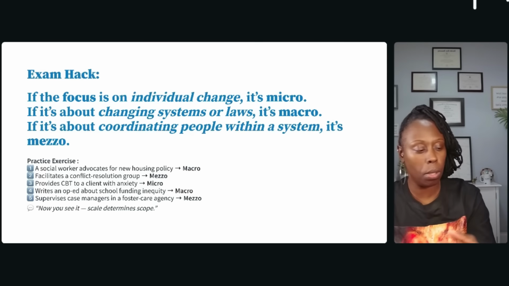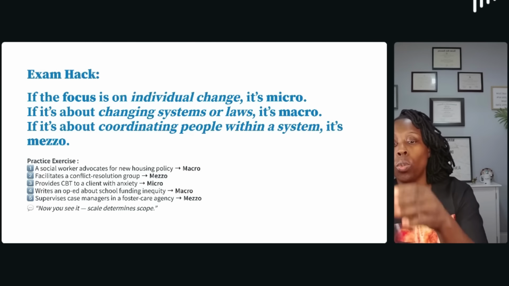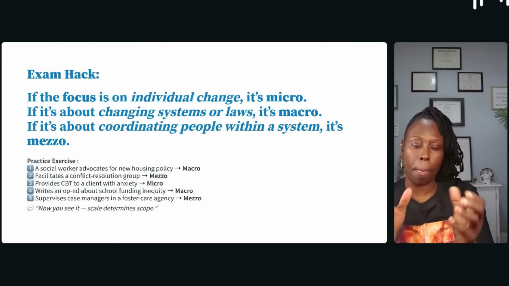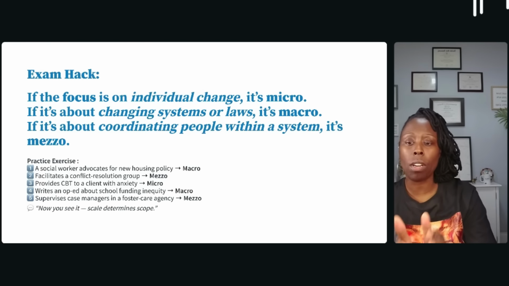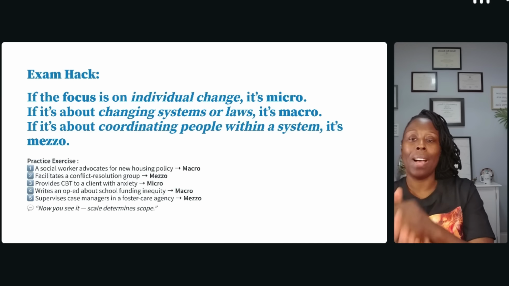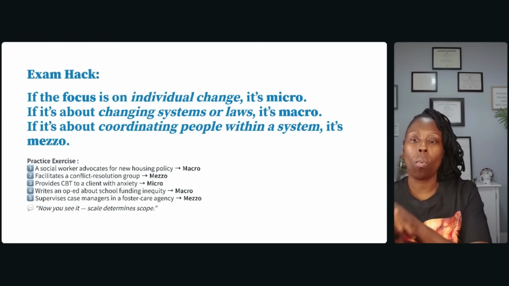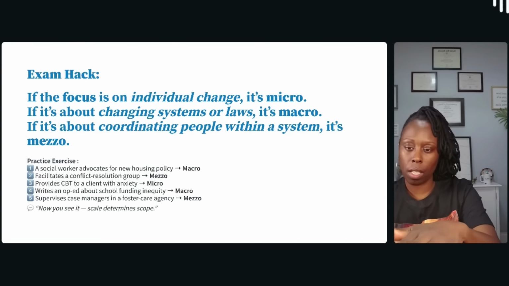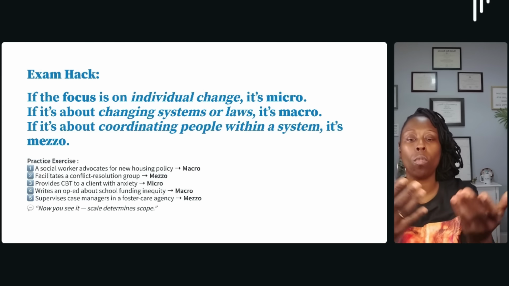Get your little notebook and your little flashcards and write: a social worker advocates for new housing policy. So you write that on the note card, and then on the back, put macro. Then on the next card, put: facilitates a conflict resolution group. Flip it over, put meso. Provide CBT to a client with anxiety. Writes an op-ed about school funding inequity. Macro. So you write down the example and then you flip it over and put what it is.